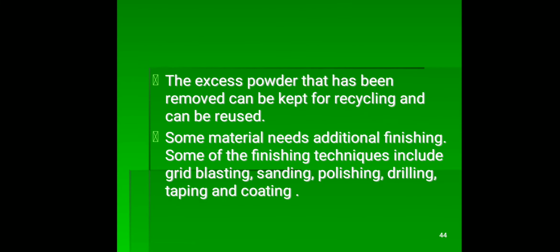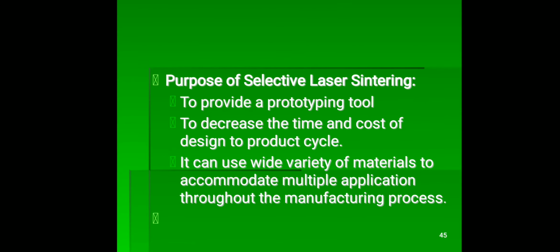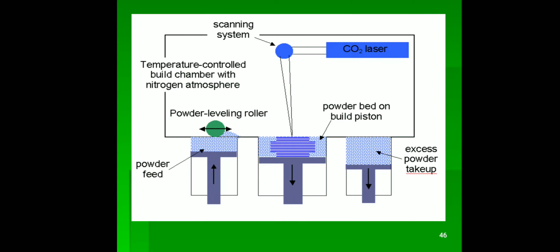The purpose of selective laser sintering is to provide a prototyping tool to decrease the time and cost of the design to product cycle. It can use a wide variety of materials to accommodate multiple applications throughout the manufacturing process. So this is once again the diagram which I explained earlier. Here the CO2 laser is used, whereas in the previous one we used a helium cadmium laser. Then a scanning system is used. It just controls the laser.